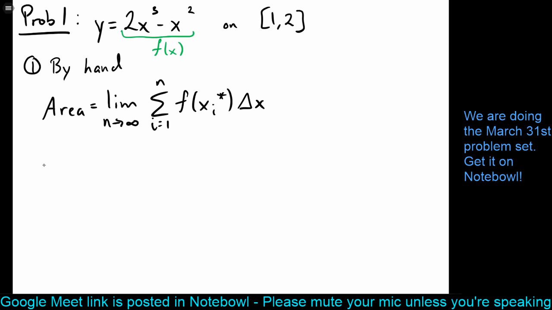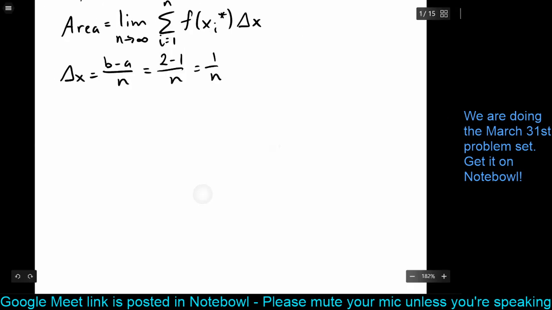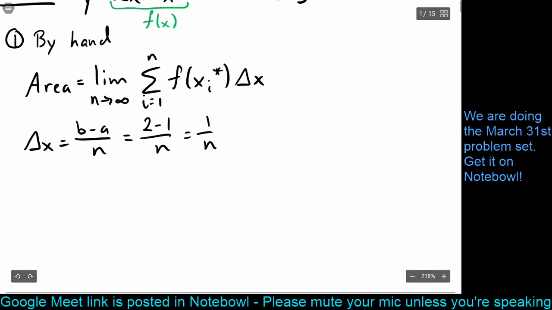The first thing we need is delta x, which is always (b minus a) over n. Now, when we're doing the exact area, we want to leave n as n. We don't want to plug in any number for it. We're just going to have (2 minus 1) over n. There's our delta x. One of these days I'll stop hitting that zoom button.